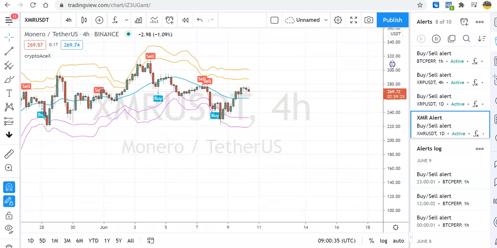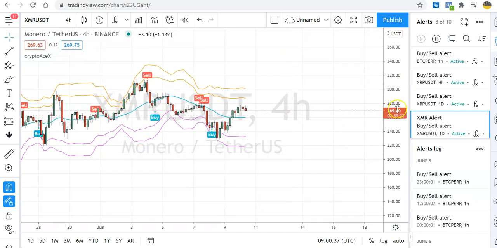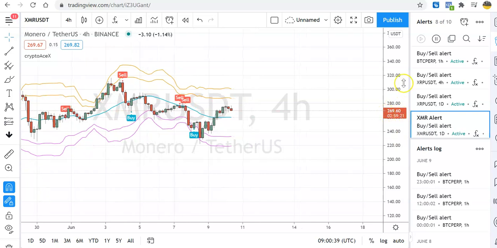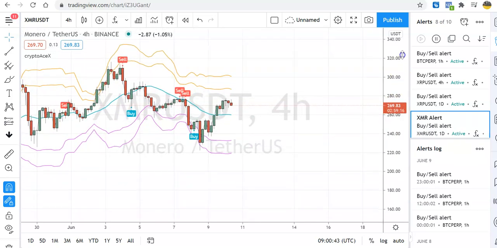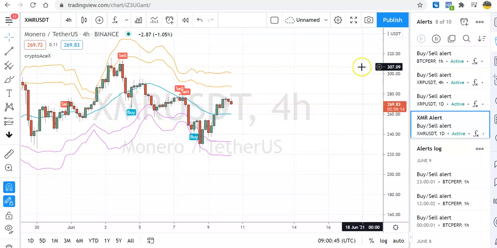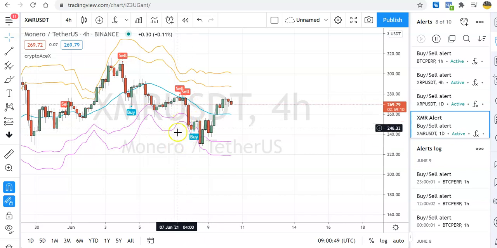Okay, and we'll just zoom in a little bit. Okay, as you can see, the price dropped. It went inside the bands area at the bottom. Okay, and then at the close of this candle, we got a buy signal. Okay, so the close of this candle would have been the entry for that trade.